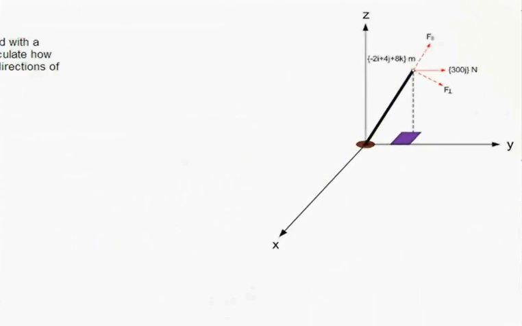To solve this problem, we need to use the formula: projected force is equal to the force vector dotted with the unit vector, and this is multiplied again with the unit vector. Our force vector in this example is 300J.